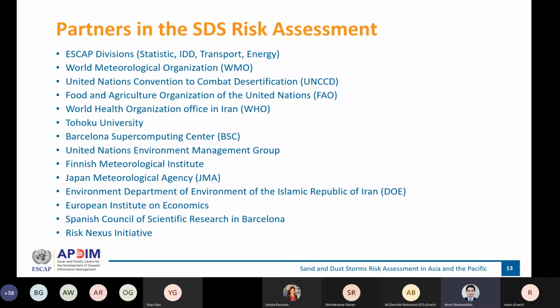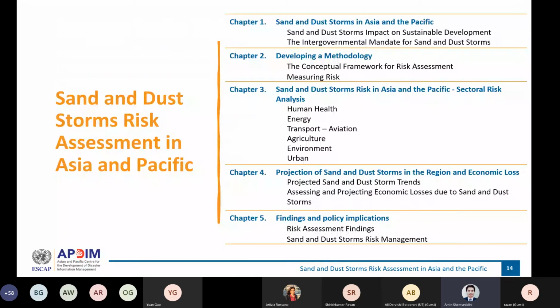And at the end, I would like to share the table of contents of the upcoming report. The report is organized into 5 chapters: an introduction of sand and dust storm in Asia Pacific, linked to SDGs and intergovernmental mandates. The second chapter is on the methodology, in which we explain the risk framework and how to measure risk in various sectors. The third chapter, basically the core chapter, is sectoral risk analysis. Chapter 4 is on the projection of sand and dust storm in the region and also economic loss. And the last chapter is about the findings of this study, as well as suggested next steps for coordinated regional action on sand and dust storm.